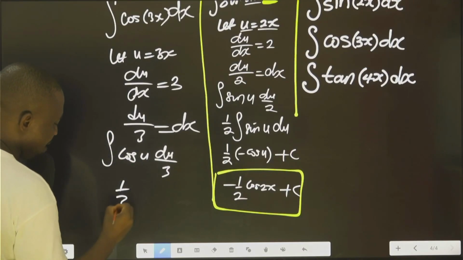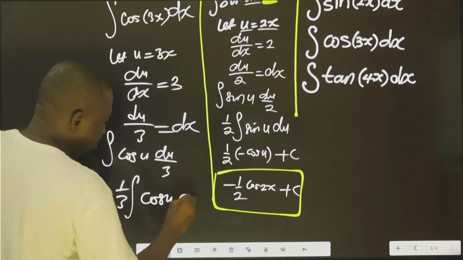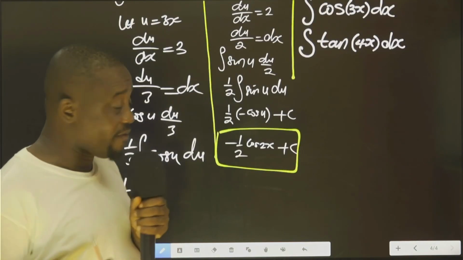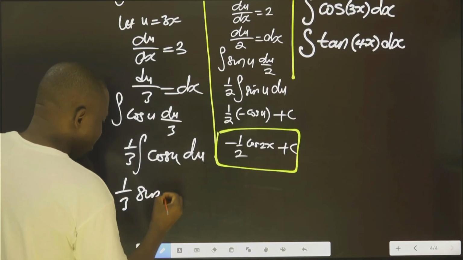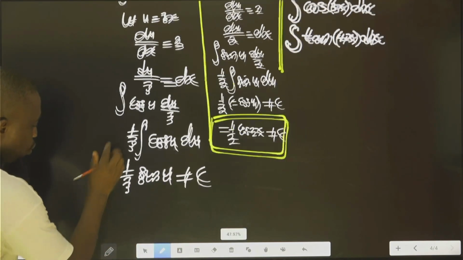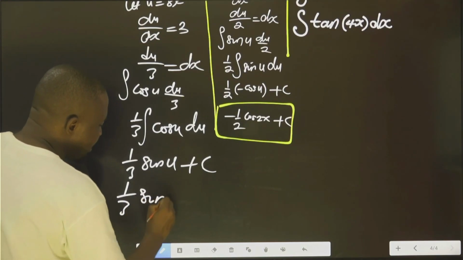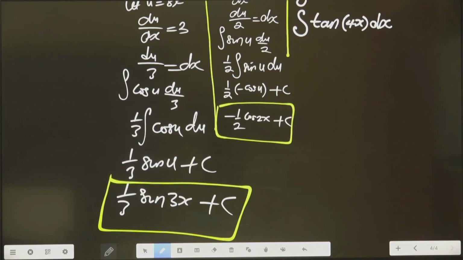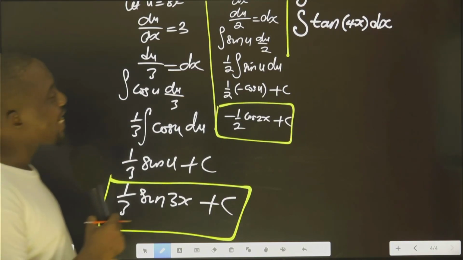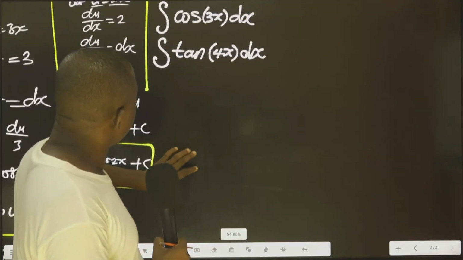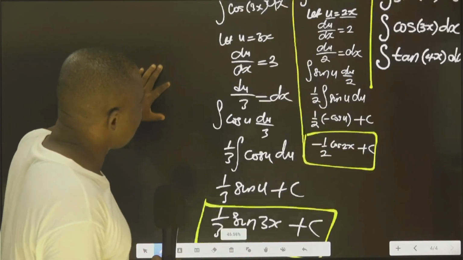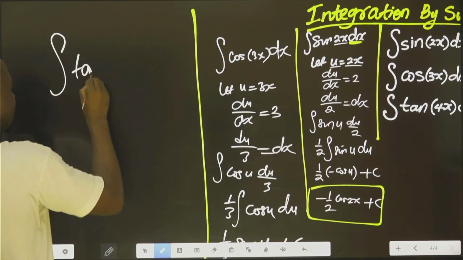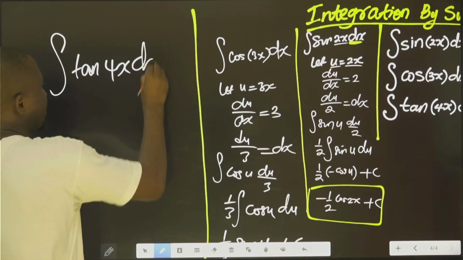Then we bring this out, 1 over 3 cos u du. What is the integration of cos u? It is sine u plus c. What is u again? u is 3x. This is the answer. Okay? Finally, we go for tan 4x. Find the integral of tan 4x dx.